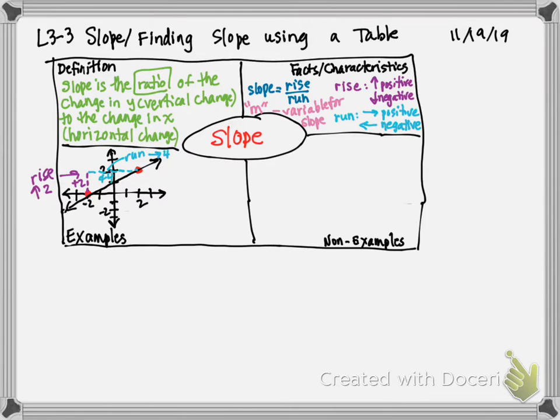So when I do slope, and it's rise over run, I'm just going to substitute the numbers in that I got. So my rise number was 2, and my run number was 4. And then the only thing I need to do is to simplify that down to lowest terms. So the slope is 1/2, 1 to 2.